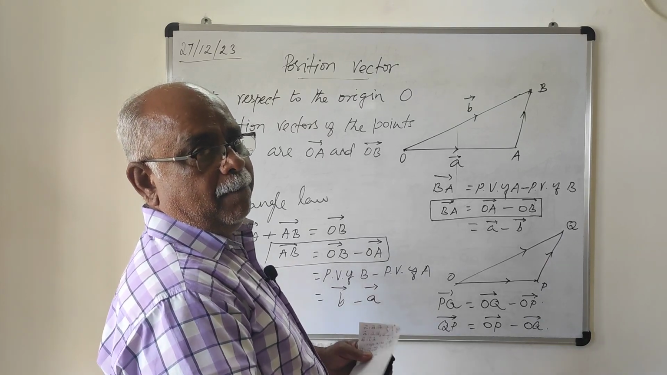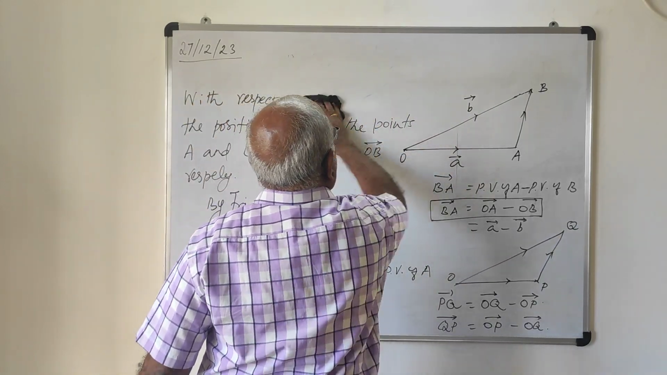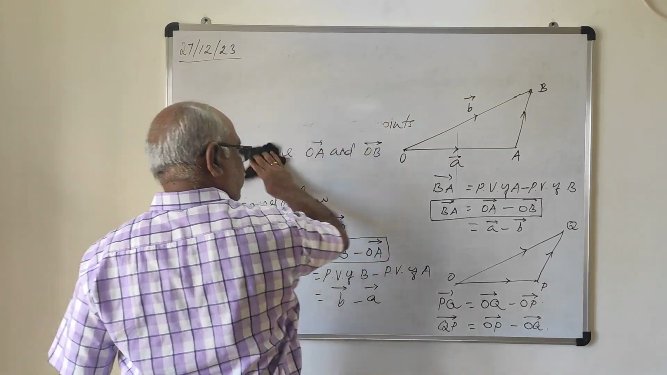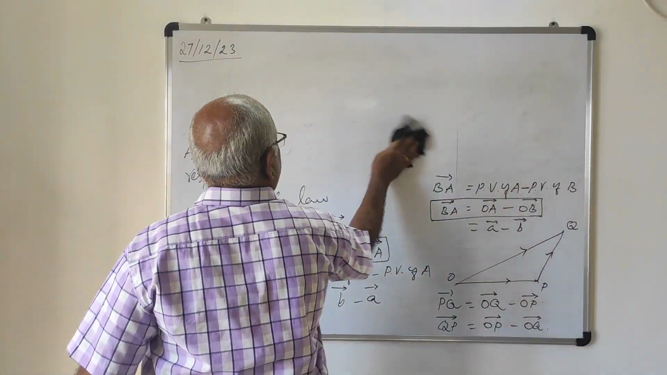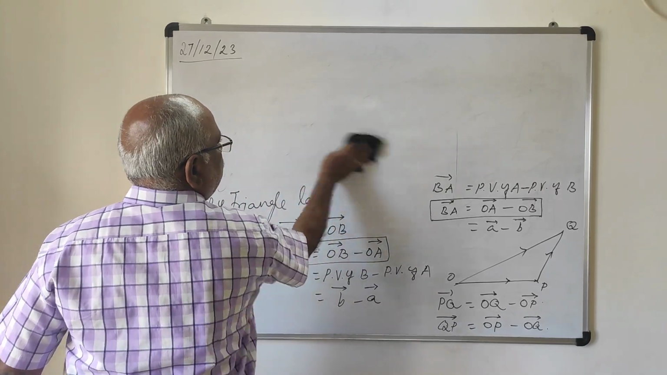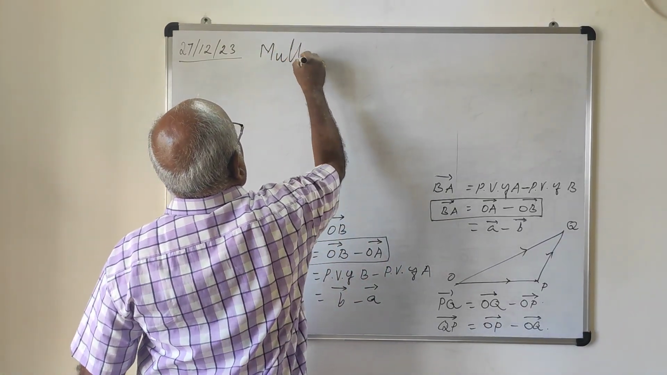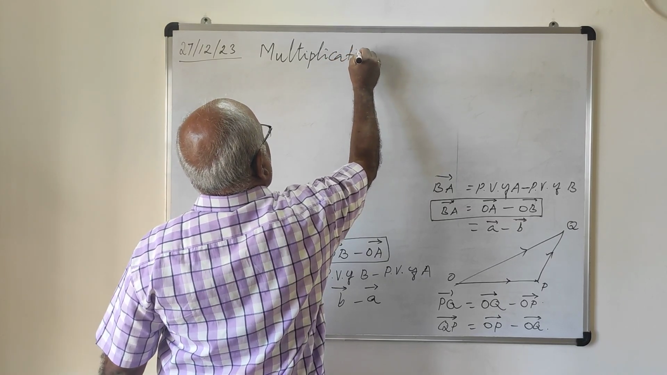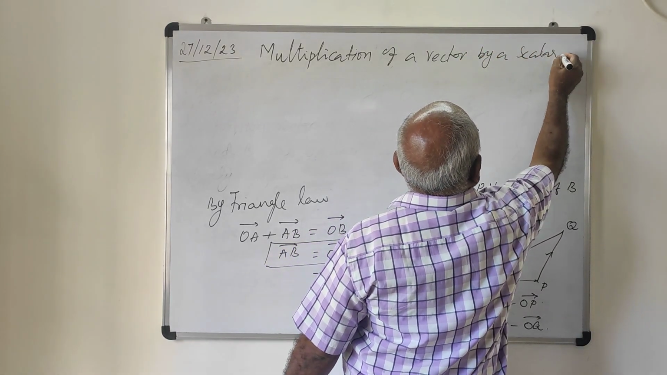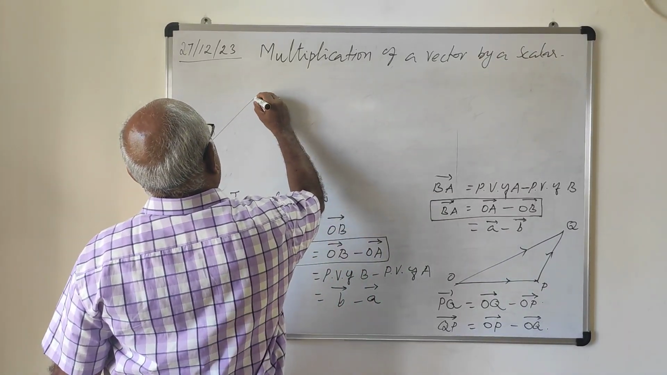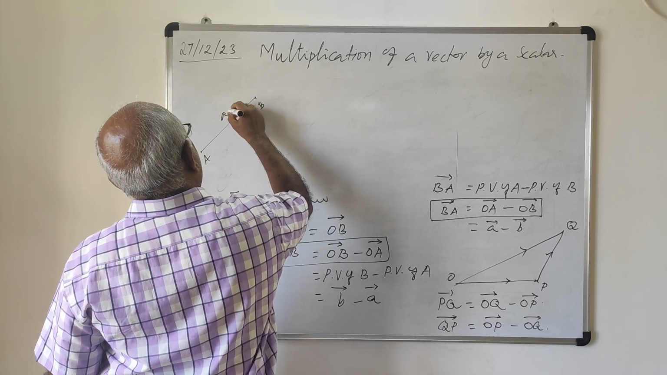Next idea is multiplication of a vector by a scalar, or scalar multiplication of a vector. Suppose AB is given by the vector a.